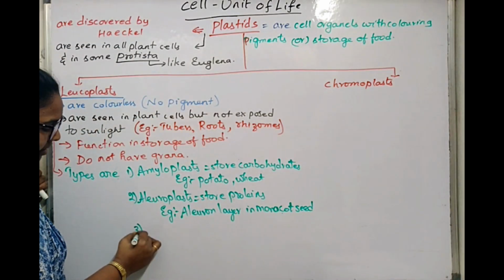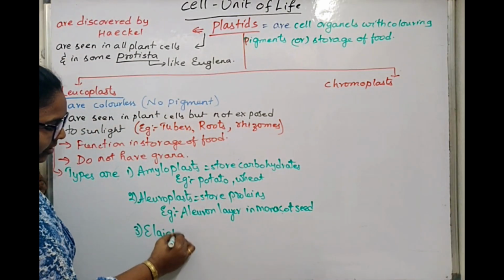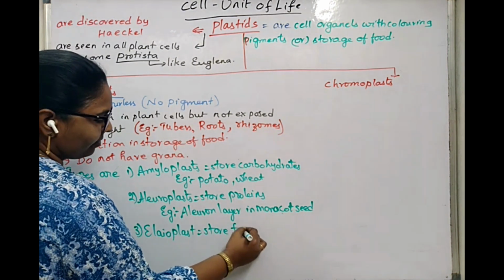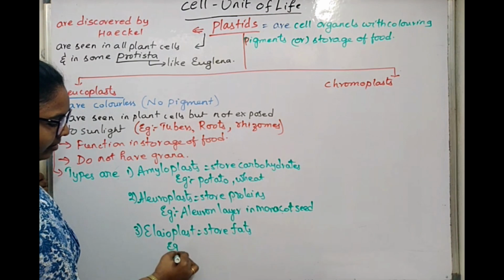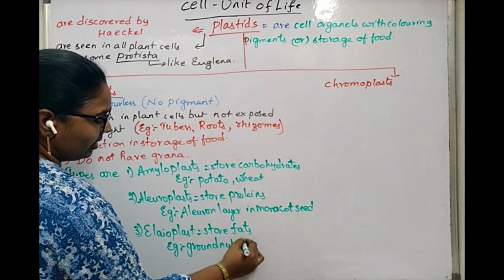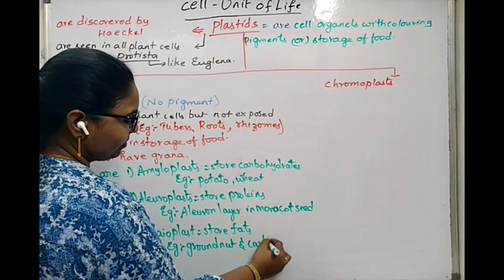Third one, elaioplasts. They store fats. Examples are groundnut and castor seeds.